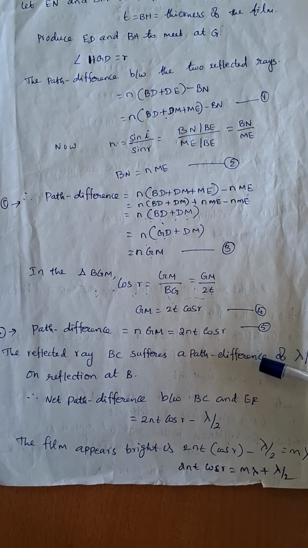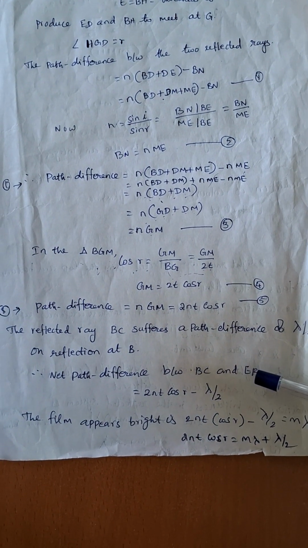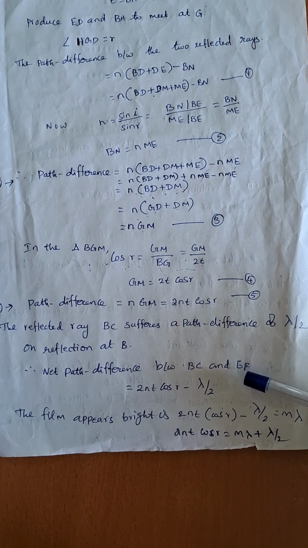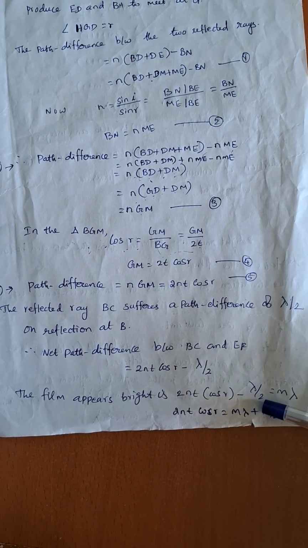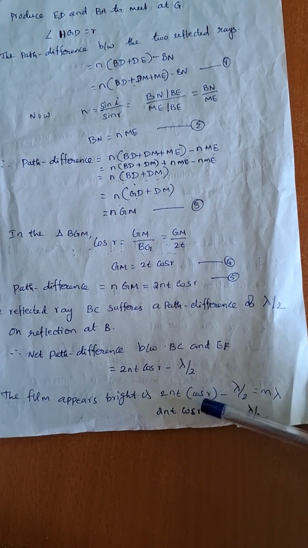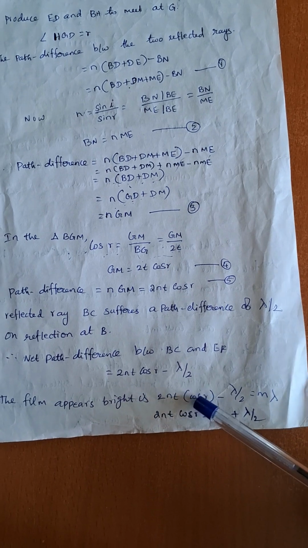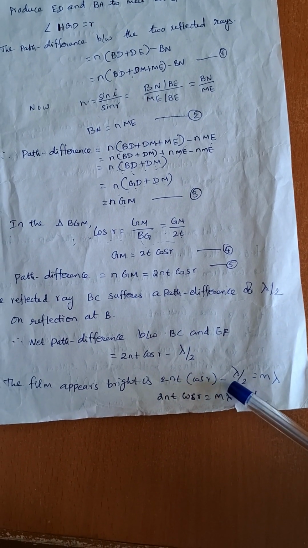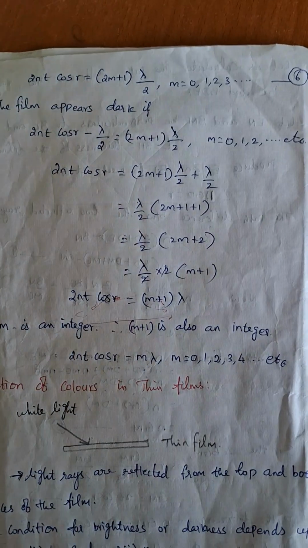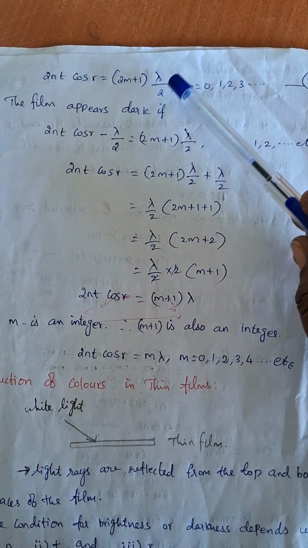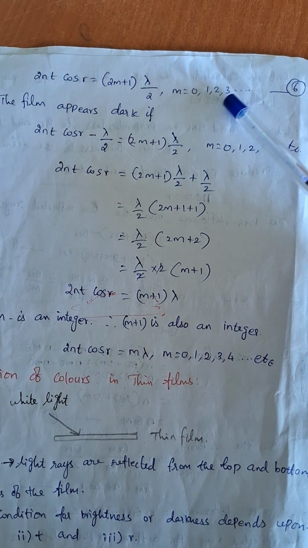The reflected ray BC suffers a path change of lambda by 2 on reflection at B. Then the net path difference between BC and EF can be written as 2 mu t cos r minus lambda by 2. If the film appears bright, the condition is 2 mu t cos r minus lambda by 2 equals m lambda. Taking the lambda by 2 to the other side, it becomes plus lambda by 2, and taking lambda by 2 common, we get (2m plus 1) lambda by 2, where m equals 0, 1, 2, 3, etc.